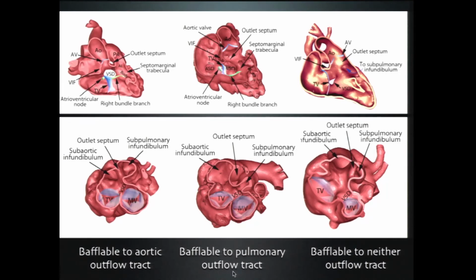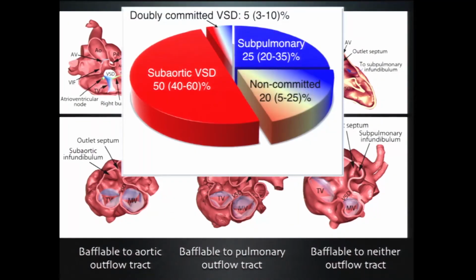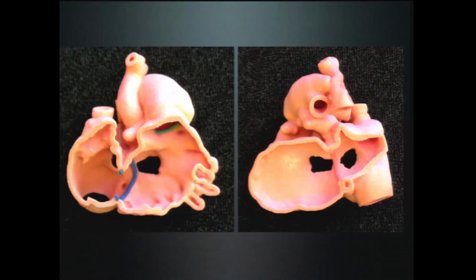So the lesser classification of remote VSD is very, very important. That's why the non-committed VSD here, I shaded. A lot of cases are actually surgically subaortic, and a lot of cases are actually subpulmonary. Real non-committed will be a rather small number of cases. So this is the example.